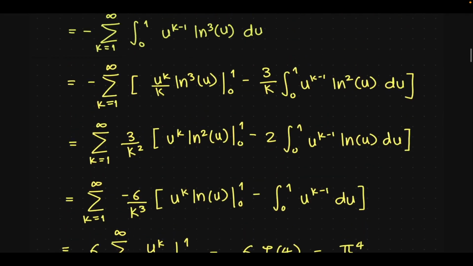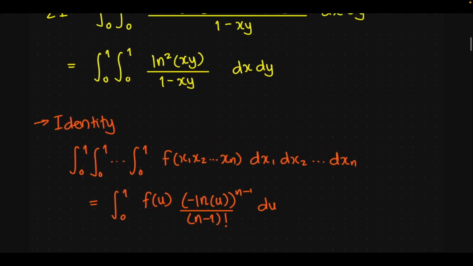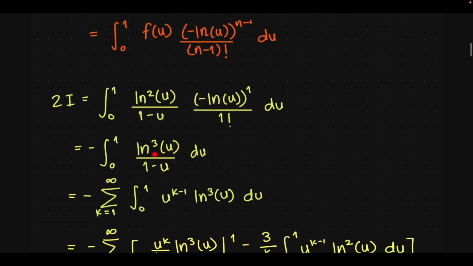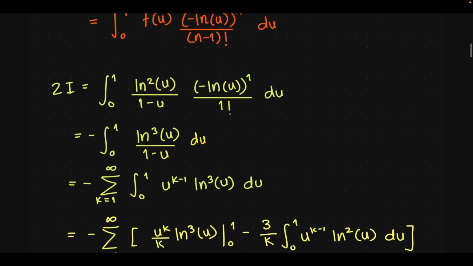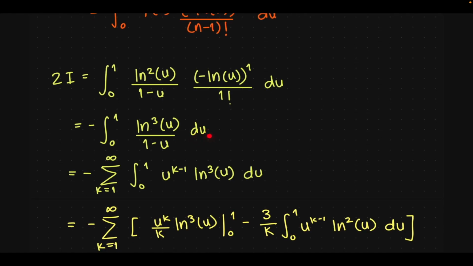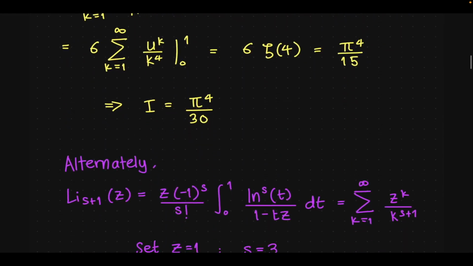But I'm sure someone would have commented, if the comments were still enabled, that at this stage, when we use the identity, we end up with ln cubed u over 1 minus u du. You could have argued, if you've been an avid follower of this channel, why could we not use some special functions? You're right, actually. Here's the alternative approach.